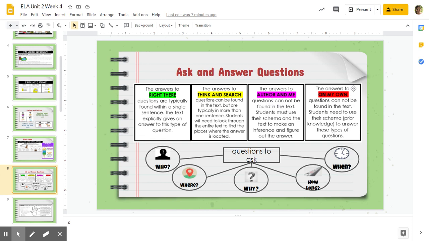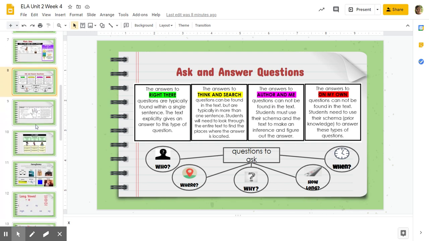And then we have an on my own question. It cannot be found in the text. So you're not going to find this there at all. Students need to use their schema, or again, your prior knowledge or background knowledge, to answer these types of questions. And then here are the types of questions that you could ask: who, where, why, how long, or when.